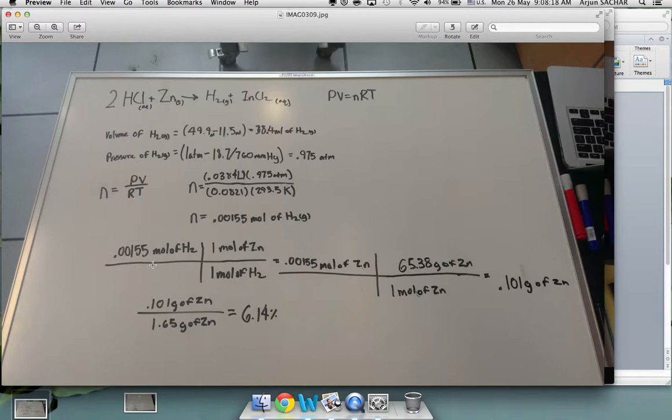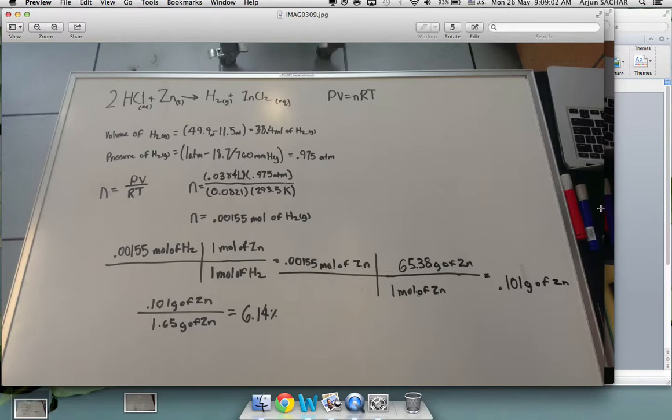Alright, so now we have the moles of H2 gas. So we have 0.00155 moles of H2 gas, and we converted that to the amount of moles of zinc there would be. So we have 0.00155 moles of zinc, since there was a 1-to-1 ratio, and then we found out how many grams of zinc that would be. So we found out it would be 0.101 grams of zinc, and that would be our theoretical yield. Since we did that, it's theoretical over actual to find the percent purity. So it was 0.101 grams of zinc over 1.65 grams of zinc, which was our actual, multiplied by 100 to find 6.14% purity.